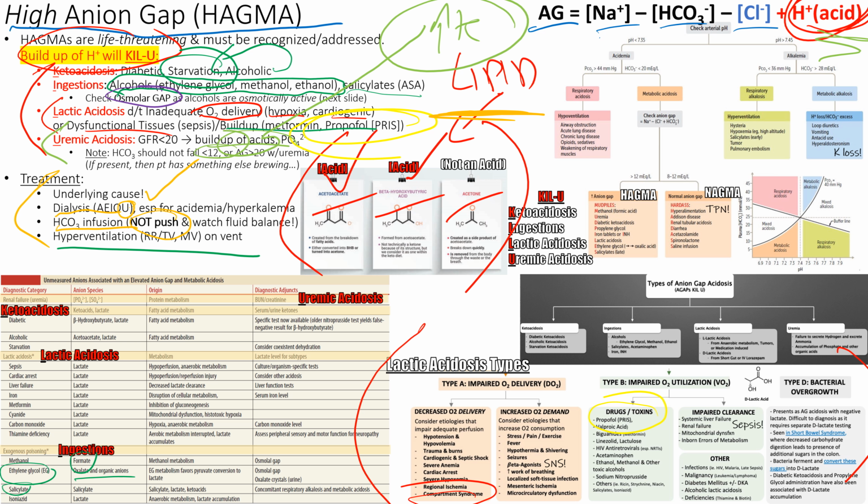All right, and then hyperventilation. If they're ventilated, we can ventilate them quicker to blow off more CO2 to make room for the acidosis, as a compensatory mechanism. All right, so we've got uremic acidosis, the U, ketoacidosis, lactic acidosis. There are many reasons for it. And then we have ingestions that can cause a buildup of acids.